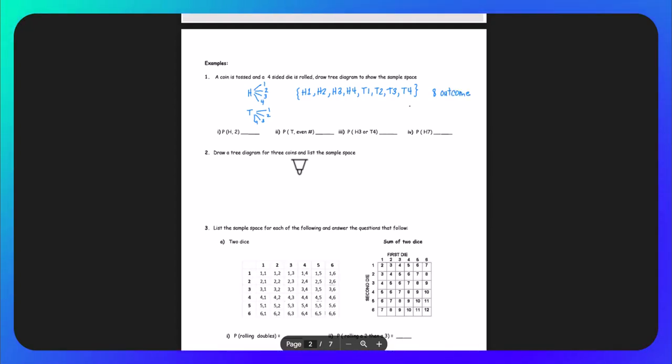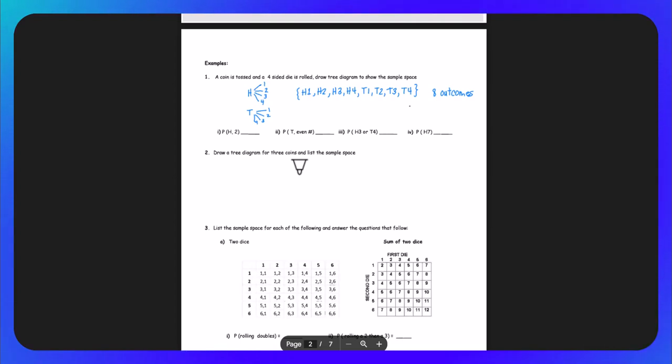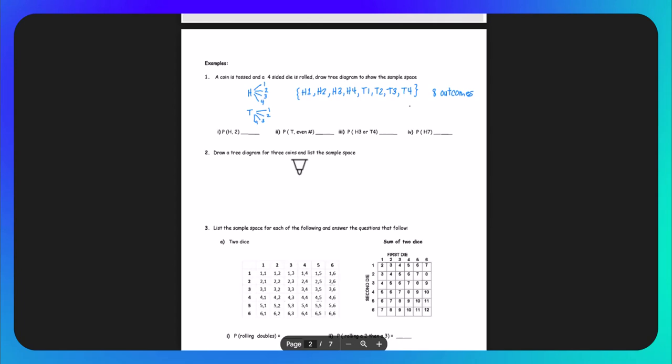And we're going to use that to help us figure out the probability of the following. The first one being, what is the probability of getting a head and a 2? Well, in this case, there is only one event with a head and a 2, and it's this one right here. So there is one possibility with 8 outcomes. So our probability is 1 over 8.